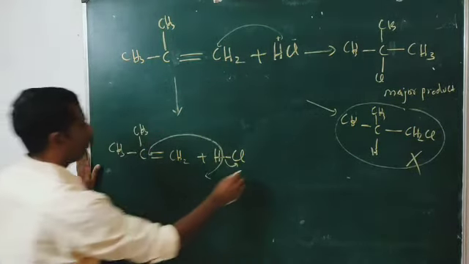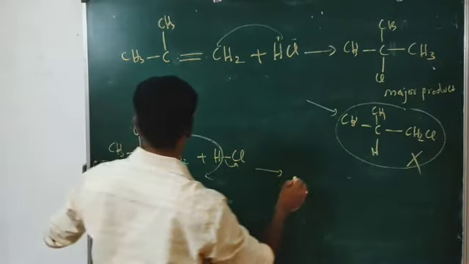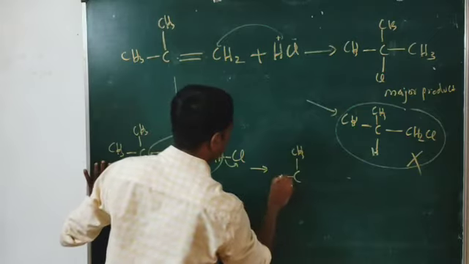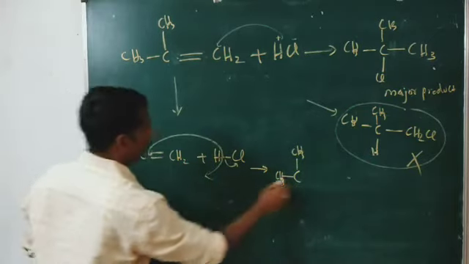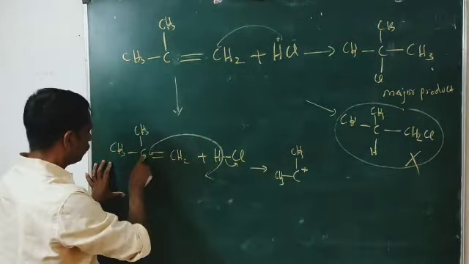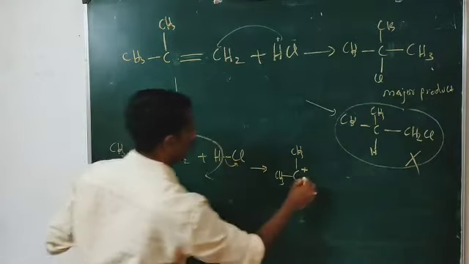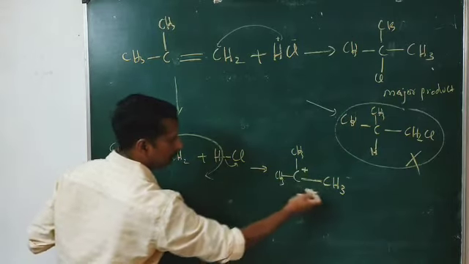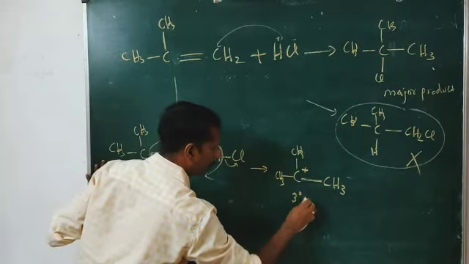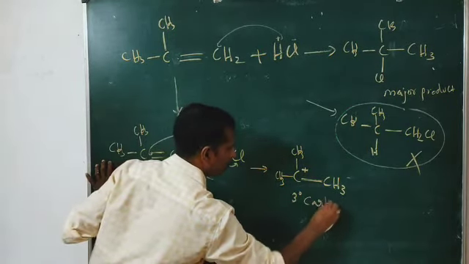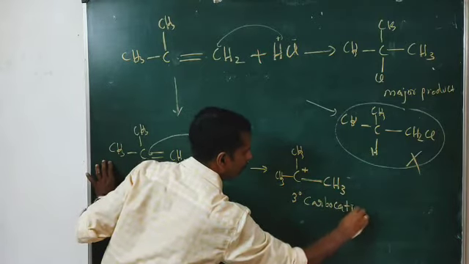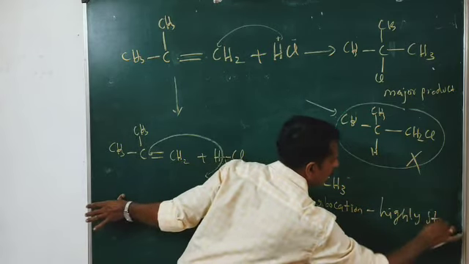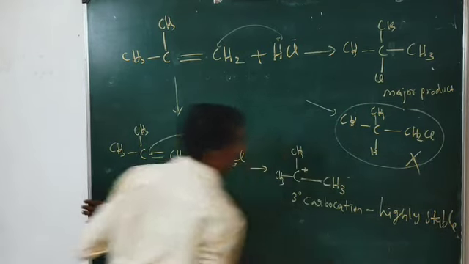Then what will form? Here it is CH3, and since the bond is breaking from this carbon, it is getting a positive charge, and a single bond CH3. You can see that this is a tertiary carbocation. What type of carbocation? Tertiary carbocation. This tertiary carbocation is highly stable.